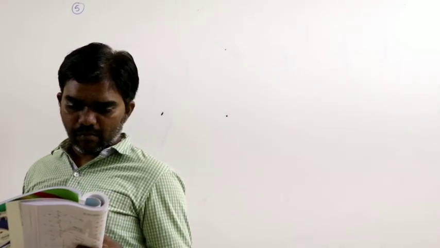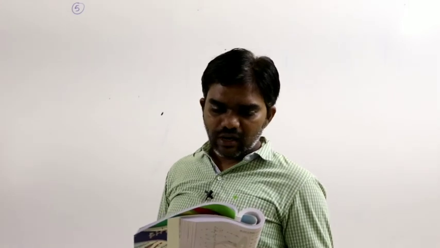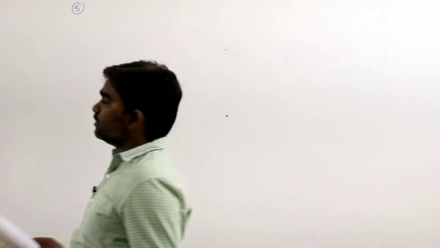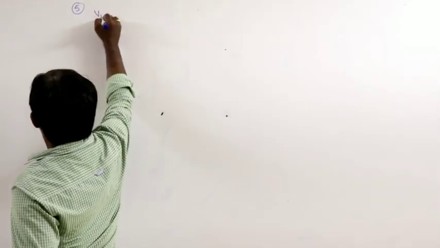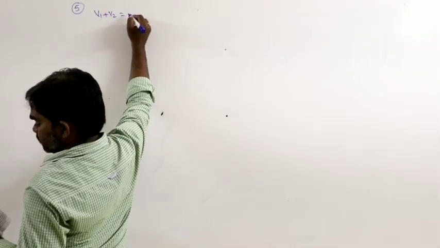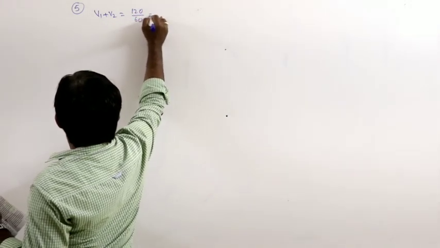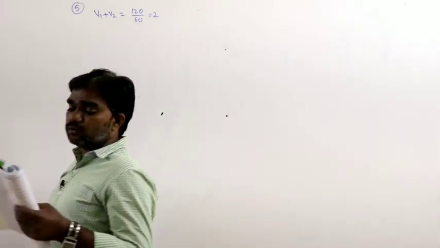Only one relation is given. So here the question is wrong, I think. Only one condition is given. Two bodies are approaching each other with different speeds. Approaching each other means opposite direction. The relative velocity is v1 plus v2, and the distance decreases by 120 meters per minute, that is 2 meters per second. So v1 plus v2 equals 2.